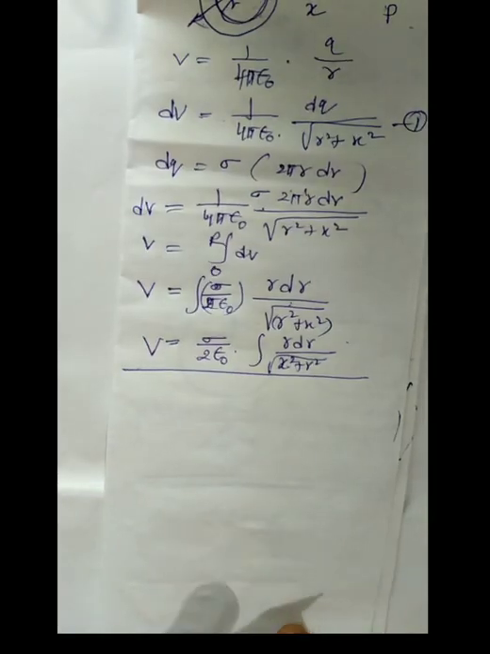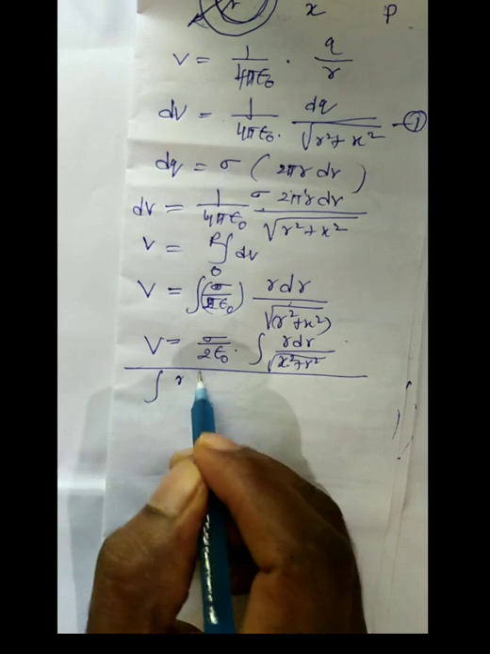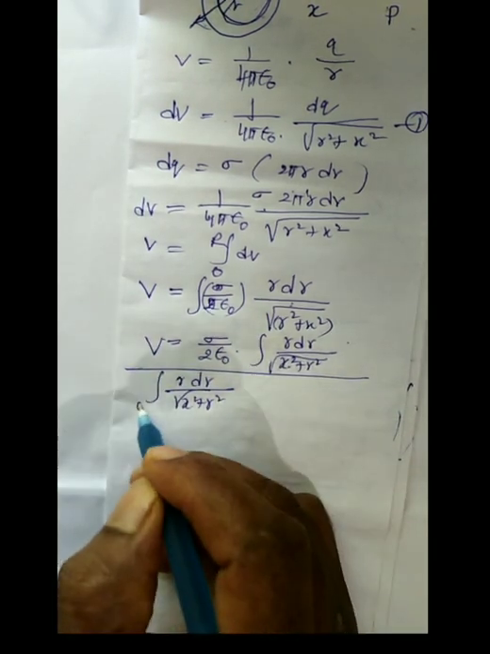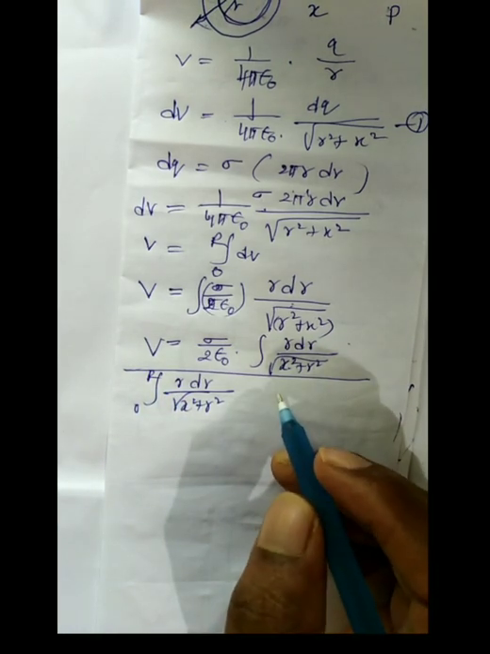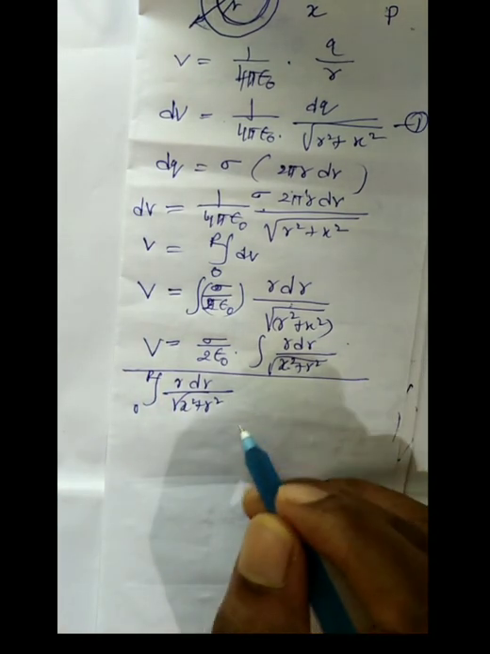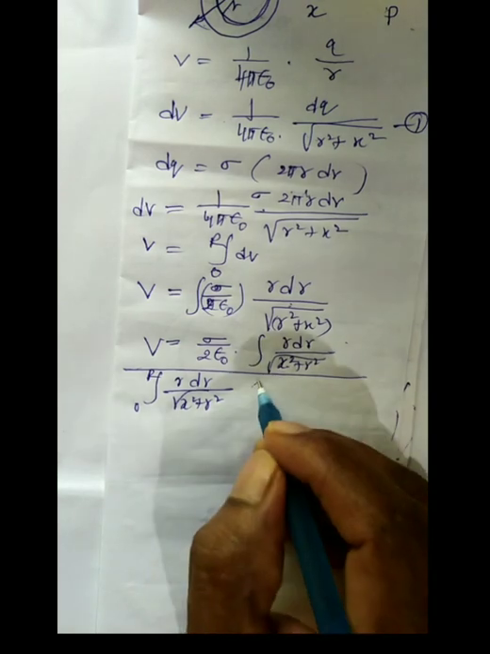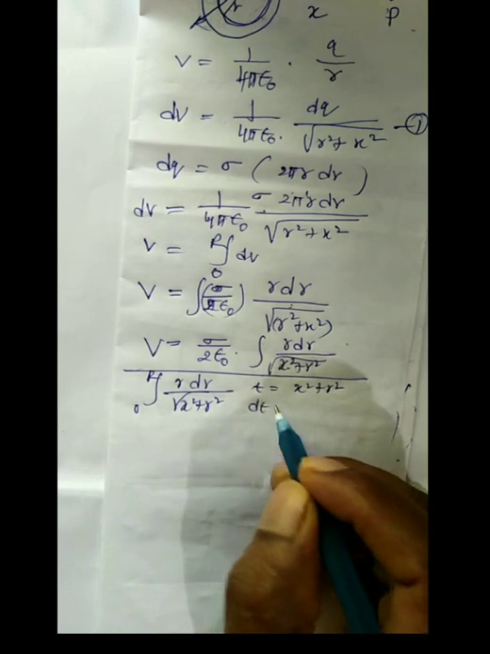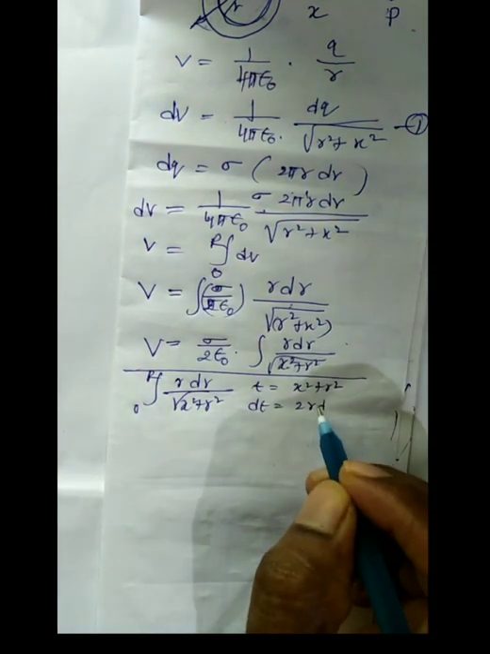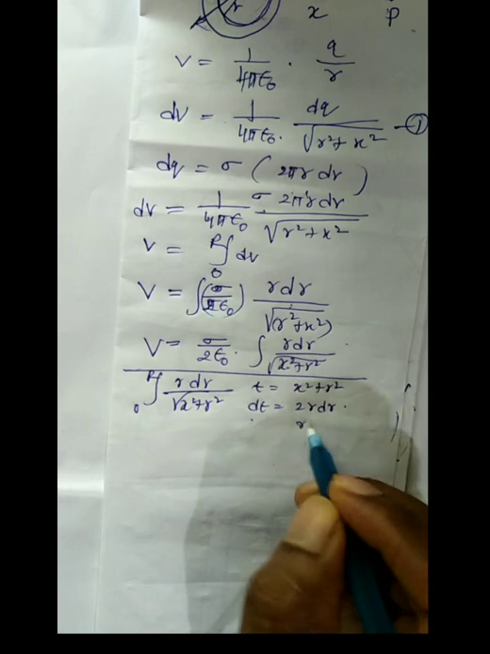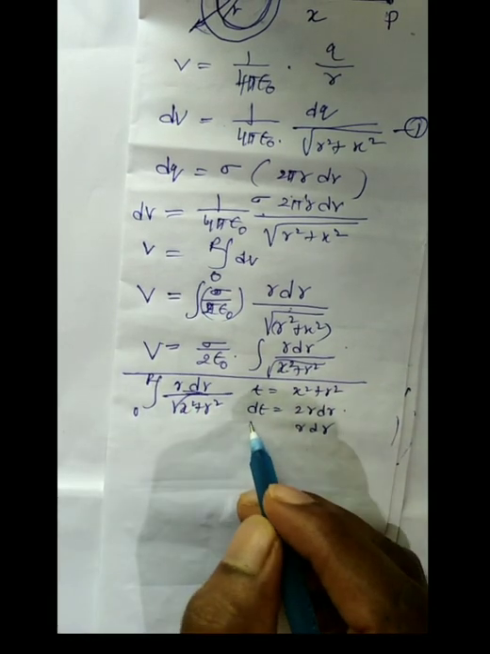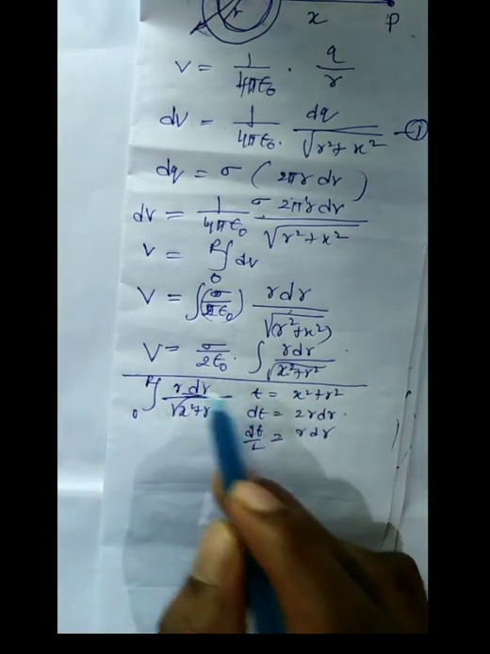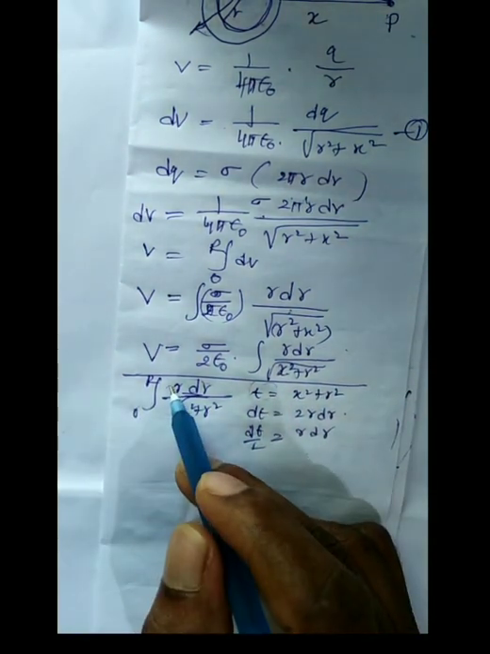So we will integrate it. The integral of r dr divided by square root of x square plus r square, from 0 to R, is pure mathematics. We can do integration by parts, or also other methods. So put t equal to x square plus r square, then dt equals 2r dr, since x square is constant. I want r dr, so that becomes dt by 2. Since I have changed the variable into t, I have to change the limits also.